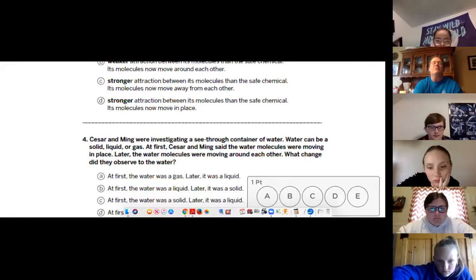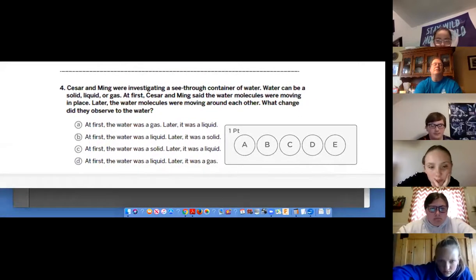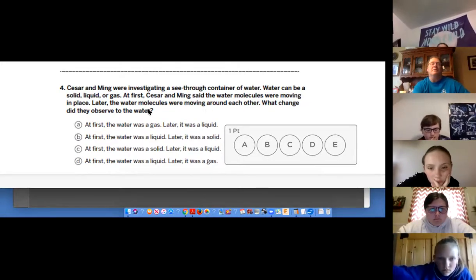Back to question 4 here. All right, so Caesar and Ming said the water molecules were moving in place. Later, the water molecules were moving around each other. What change did they observe? So moving in place and then moving around each other. At first, the water was a gas. Later, it was a liquid.